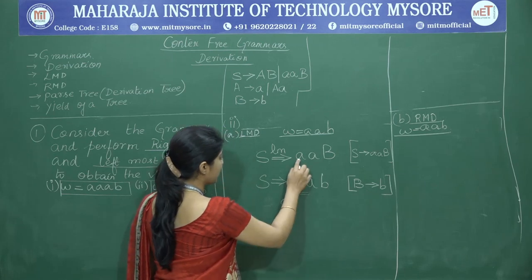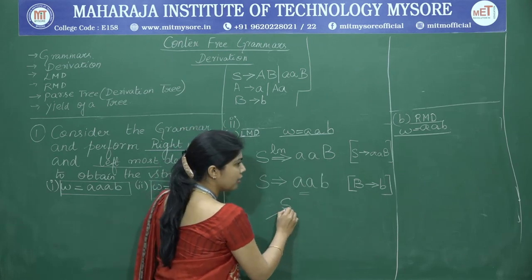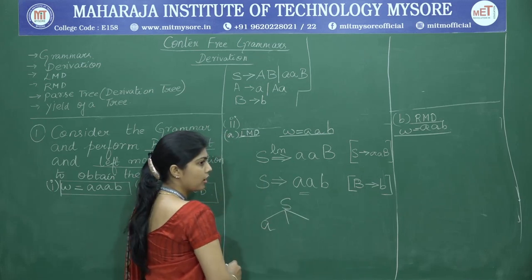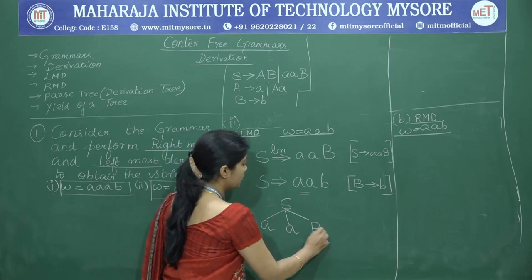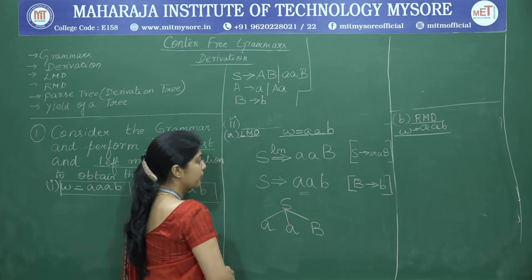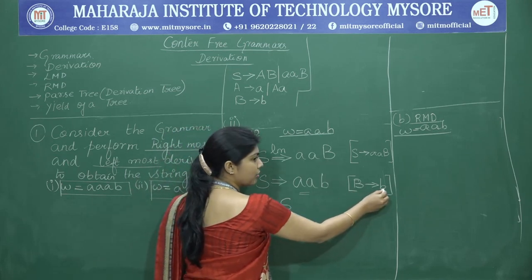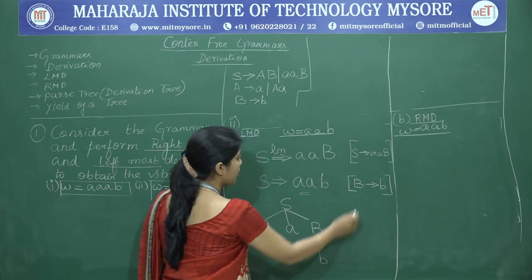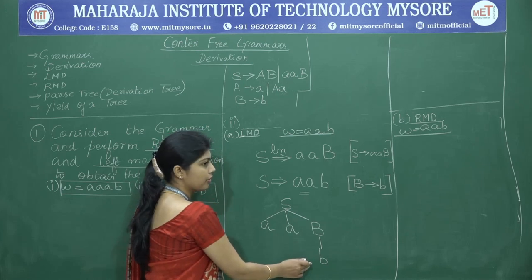S goes to, it is replaced with 3 symbols. Therefore, we will have 3 different branches. The first branch is small a, second branch is also small a and the third branch is capital B. Next, capital B is getting replaced by small b. So, no more steps in the derivation, and this is the parse tree that we write.